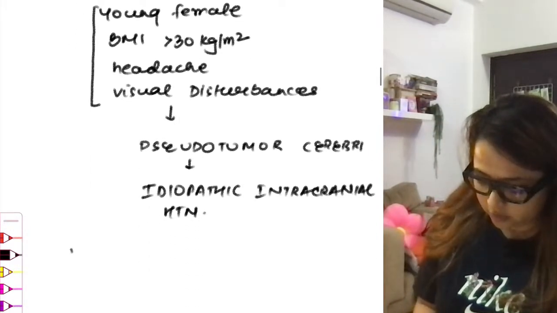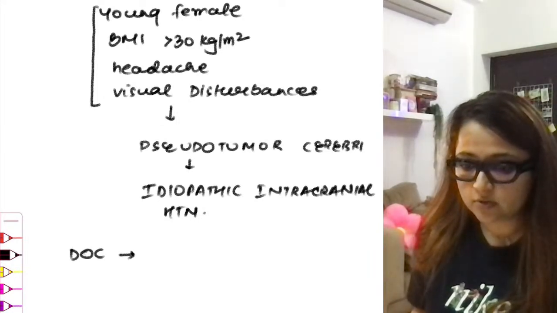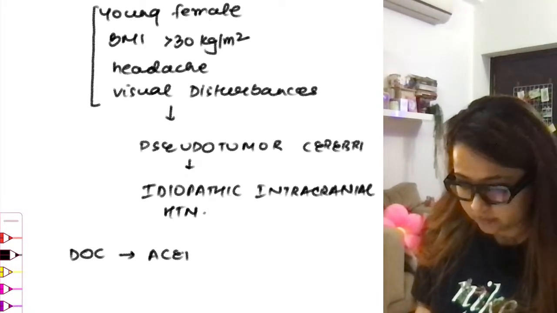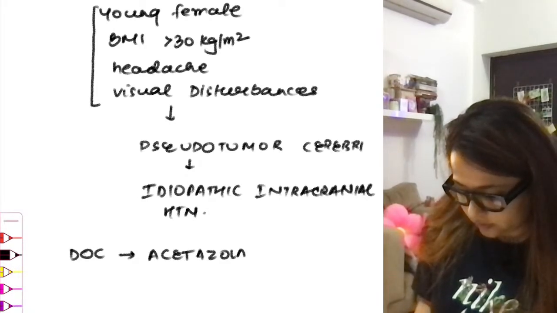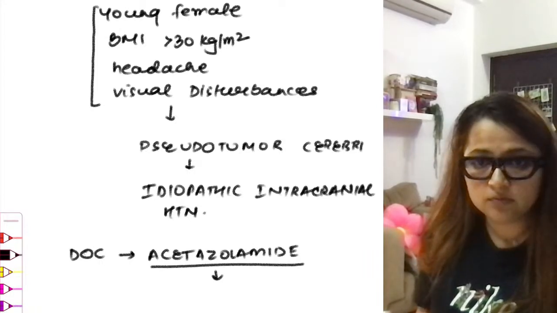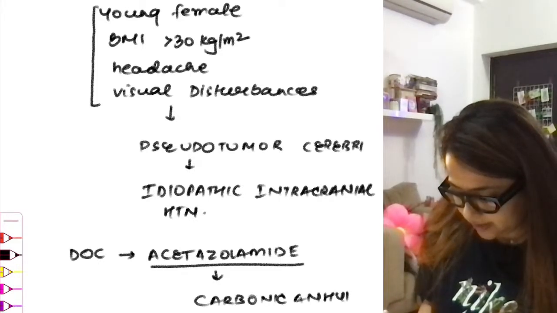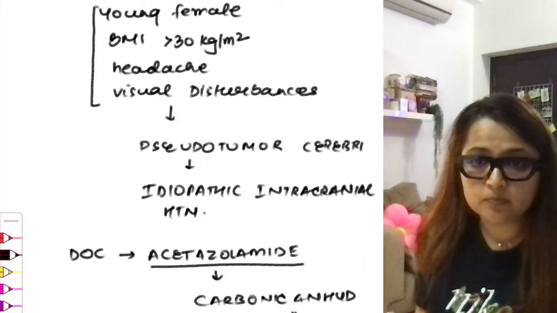What is the drug of choice for pseudotumor cerebri? The answer to this question is acetazolamide. Okay, so what is acetazolamide? Next question. This belongs to the carbonic anhydrase inhibitors. So this is a carbonic anhydrase inhibitor.